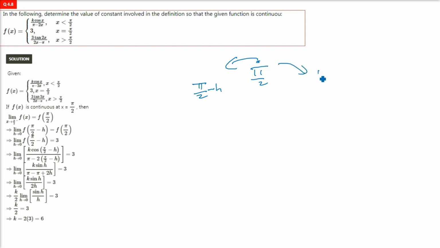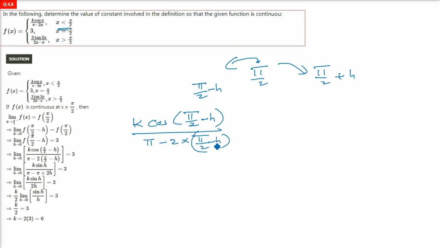Because pi by 2 minus h on the left hand side, pi by 2 plus h on the right hand side. So we'll use this function x less than pi by 2, k cos x, I'm replacing it by pi by 2 minus h, divided by pi minus 2 into, in place of x, just put pi by 2 minus h. On the right hand side, well, it is not necessary, it is not required, but still you have to do. 3 tan 2 into pi by 2 plus h, and then we have 2 into pi by 2 plus h minus pi. This you have to do, okay?